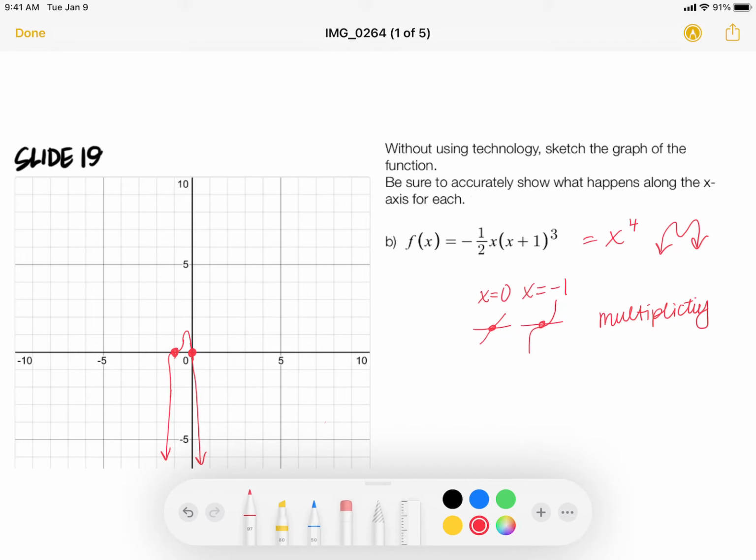I see that it has one x-intercept at 0, one x-intercept at -1. That x-intercept at 0 passes straight through like a linear or straight line, and that x-intercept at -1 passes through with a swivel or an inflection because it matches that x plus 1 that is cubed. Okay, so that is slide 19.